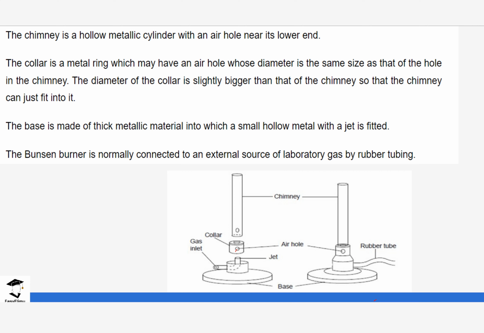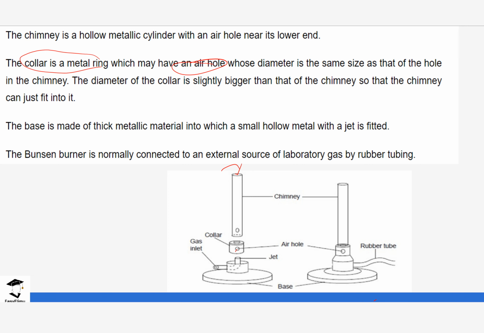So the chimney, this is where all the gases from the lab and also air from outside mix, and this is where the burning happens on top of the chimney. And then the collar is a metallic ring. That's from the word collar. If you hear the word collar, it means that it's going to be moving up and down. So the collar is usually used to open and close the air hole, because it's going to help us to produce the two types of flames that we're going to discuss later on.